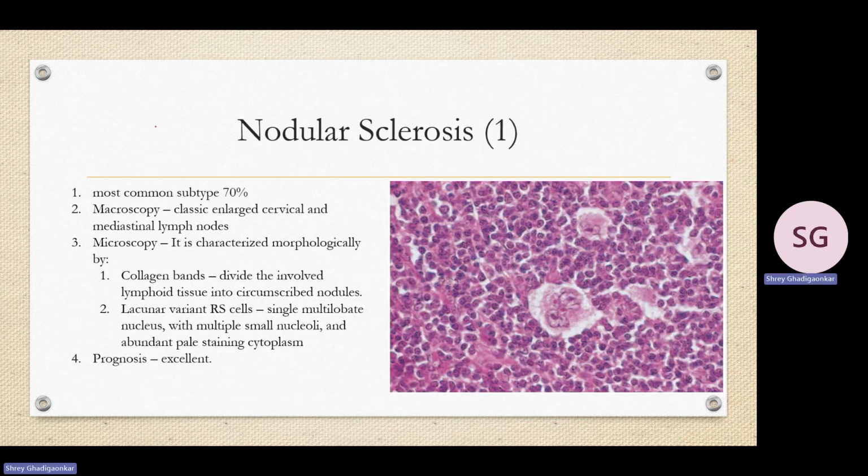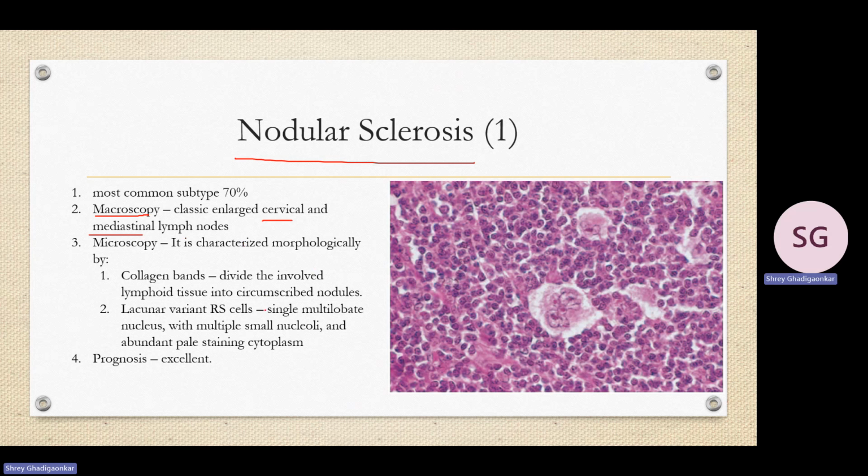The first type of the classical Hodgkin's lymphoma is the nodular sclerosis. So this is the most common subtype and also most commonly affecting women. The macroscopy, these usually involve cervical and mediastinal lymph nodes. The microscopy is usually characterized morphologically by collagen bands. So these usually divide the lymph node into circumscribed nodules. So I have a picture for that in the next slide.